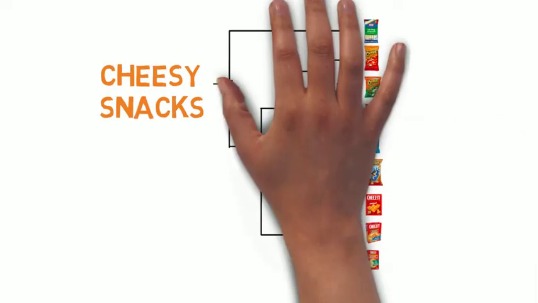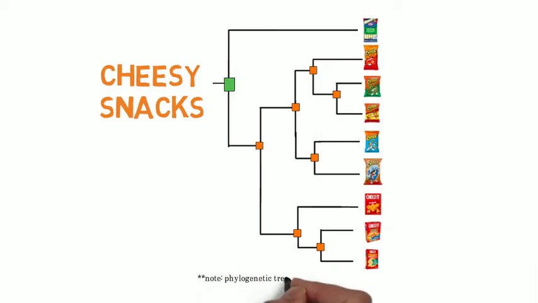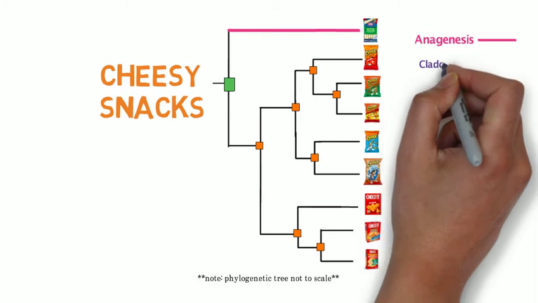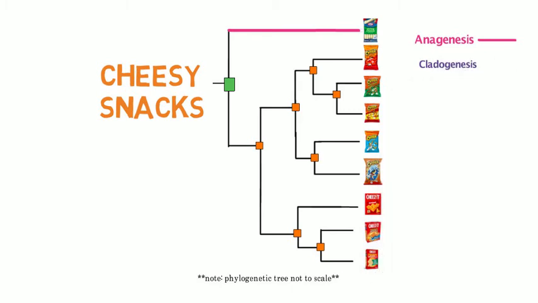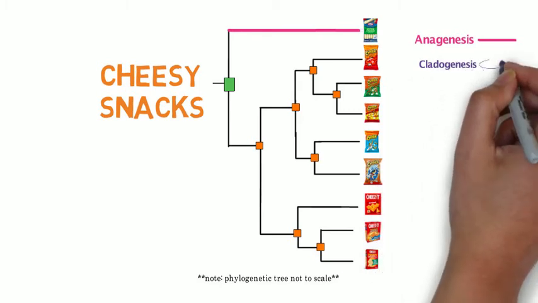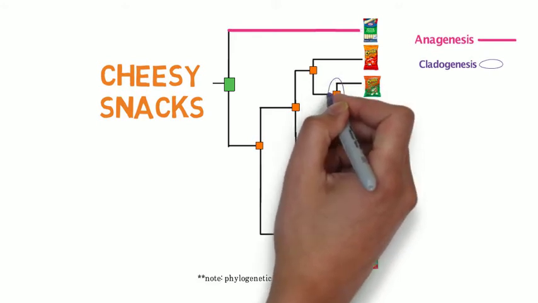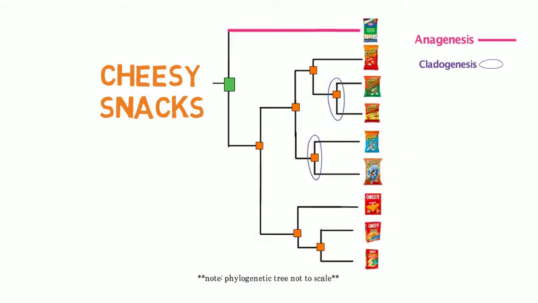Here is an overview of the tree. The tree shows both anagenesis and cladogenesis. Anagenesis, which is evolution within a lineage over time, is shown by the string cheese branch. Cladogenesis, which is the splitting of one lineage into two, is represented throughout the tree, as you can see in these examples here. Cladogenesis leads to biological diversity since more species exist at the same time.